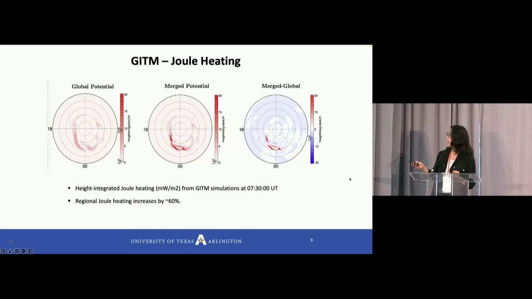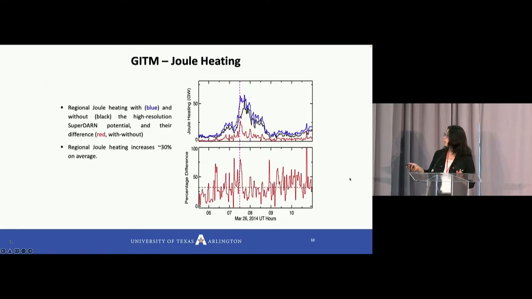Clearly, in the high resolution domain, the geo heating got enhanced significantly. And during that regional domain, the geo heating on average got increased by almost 60%. So definitely it's not negligible. Well, this is just a snapshot during a storm period. We would like to see the performance during the whole storm period.